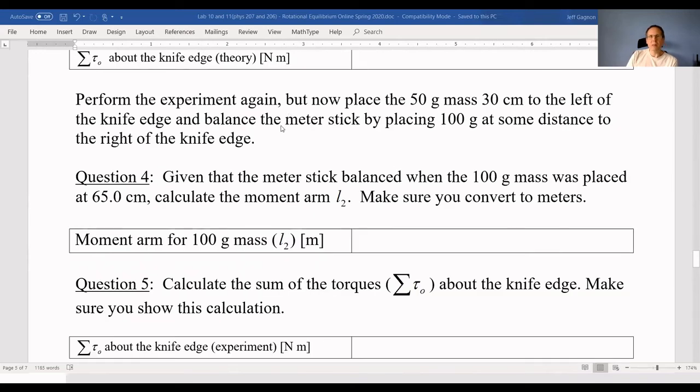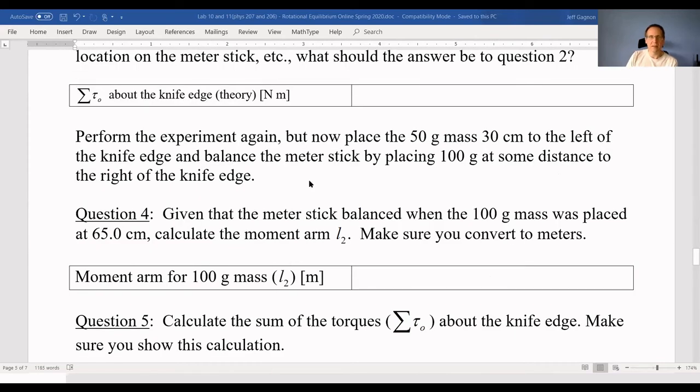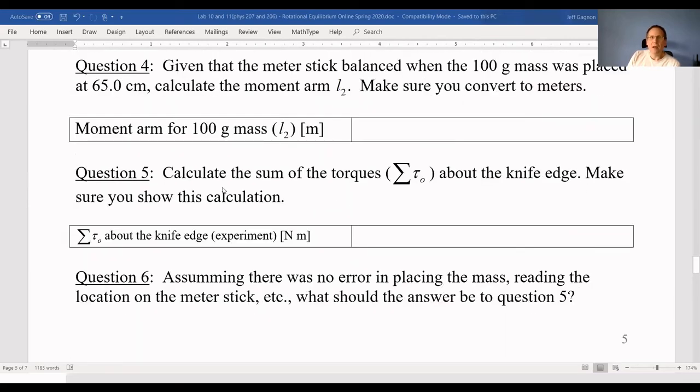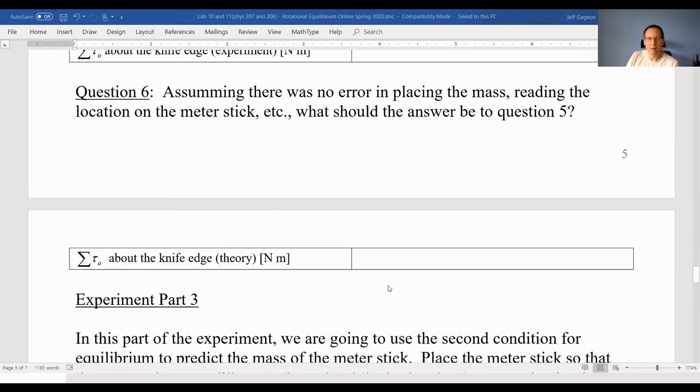Then you're performing the experiment again. So now I place 30 grams at 30 centimeters to the left and 100 grams at some distance to the right. In this case, I found that everything was balanced when the 100 grams was placed at 65 centimeters. So I want you to calculate L2, the moment arm again, in meters. And then calculate the sum of the torques about the knife edge, see what you get. And then assuming there were no errors, what should you get for the sum of the torques?